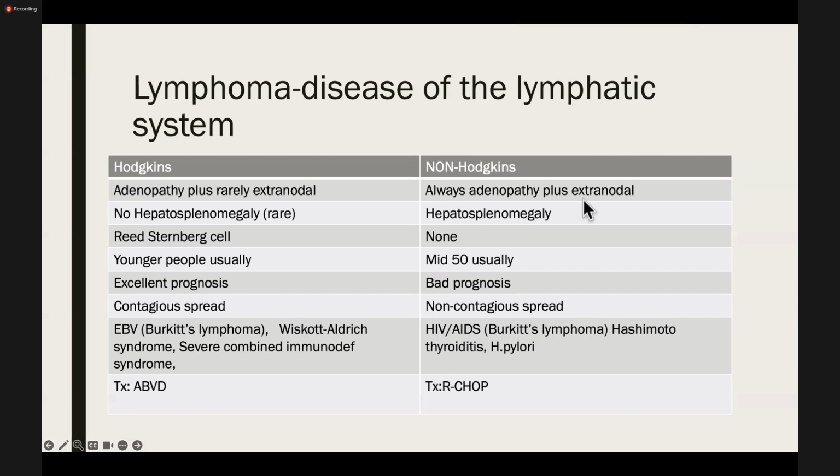With non-Hodgkin, it's extranodal. Okay, bad prognosis, not contiguous. Now, with this, the best treatment is called CHOP. Again, this is our medication for this disease. So make sure you take a picture of this, remember this, go over it again, okay?